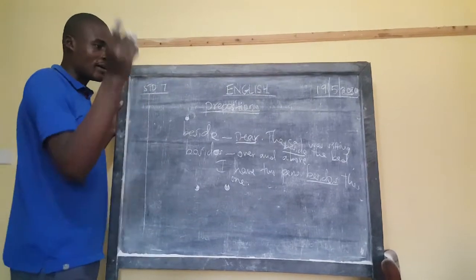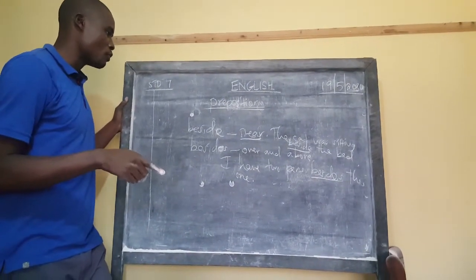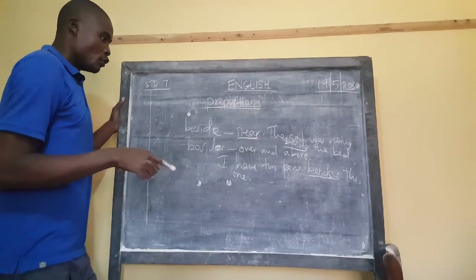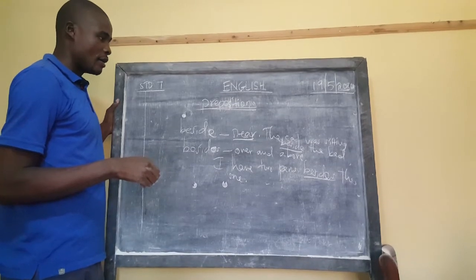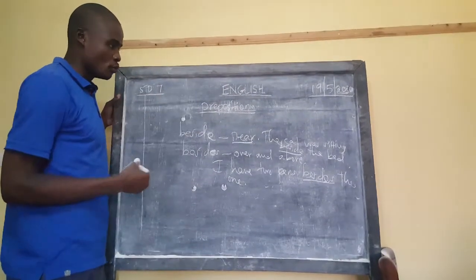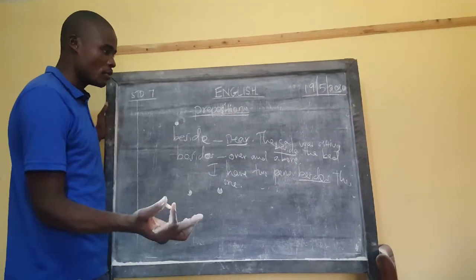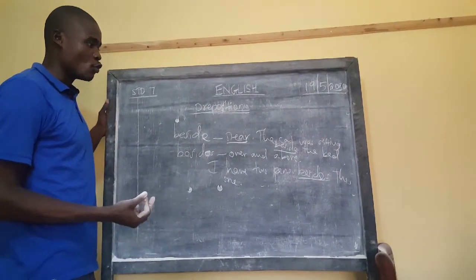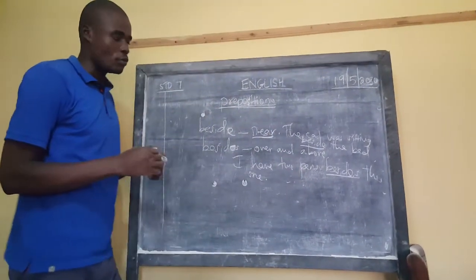But remember, in our previous lesson, we mentioned that besides is also used to show in addition to that. Besides mother being a doctor, she is also a farmer. So we are adding more information about what mother is able to do.